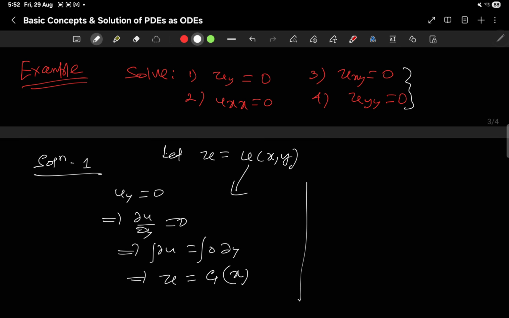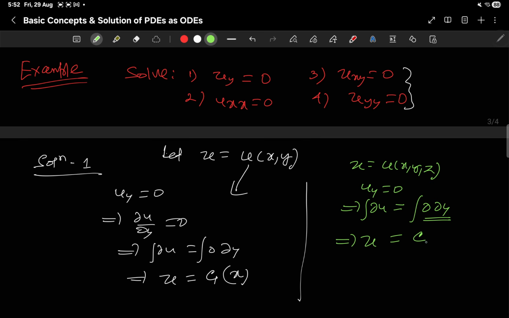If I think that my u is a function of x, y, z, so here uy is equal to 0 implies del u is equal to 0 del y. Now you integrate it: the left hand side is u, and in the right hand side the constant involves the other variables, here x and z. So this is the difference, or I can write it is a function of x and z.